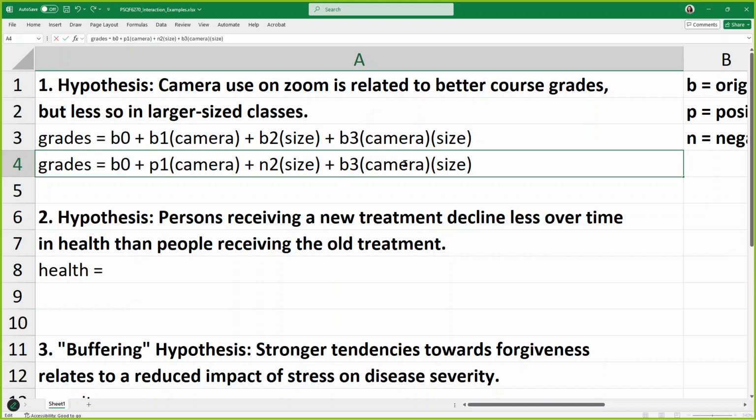Now, if this person is right, that camera use is related to better grades, but less so in larger classes, what sign would this interaction term need to be? Should we take a vote? Sure. Positive votes? I think so. Based off of their premise. Negative.